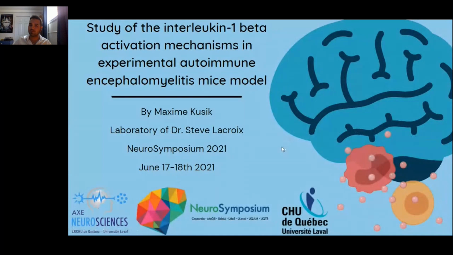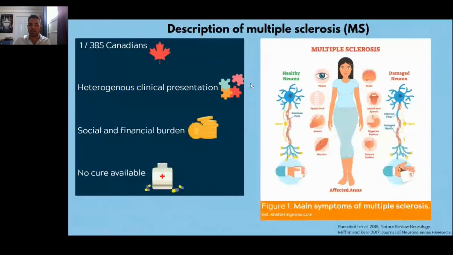Hi everyone, I'm Maxime Kuzik, and today we will discuss together how the activation of interleukin 1 beta is a crucial step in multiple sclerosis. Multiple sclerosis is an autoimmune disease where the immune cells turn against the central nervous system of patients, causing various clinical symptoms depending on where the neurons are attacked, such as visual impairments, cognitive deficits, or even paralysis and pain. It is also a huge social and financial burden because around 80,000 people are affected with MS in Canada, and it is a disease diagnosed around 20 to 40 years of age.